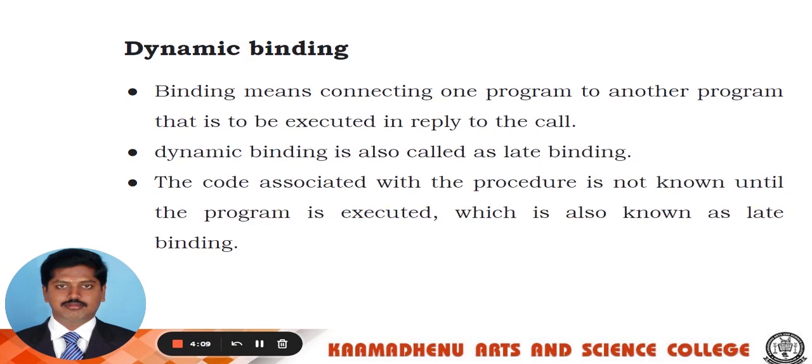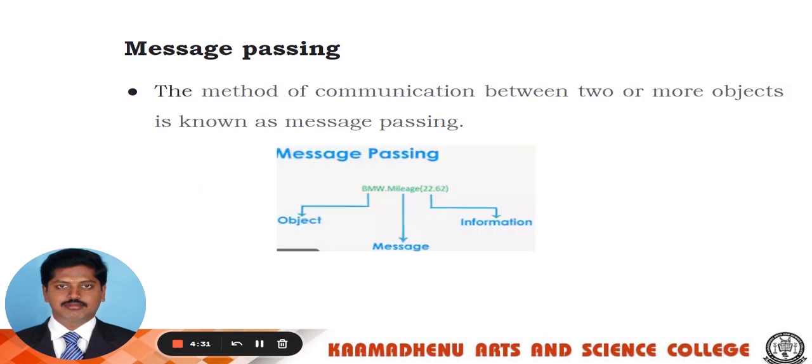The next, dynamic binding. Binding means connecting one program to another program that is to be executed in reply to the call. Dynamic binding is also called late binding. The code associated with the procedure is not known until the program is executed, which is also known as late binding. Next, message passing. The method of communication between two or more objects is known as message passing.